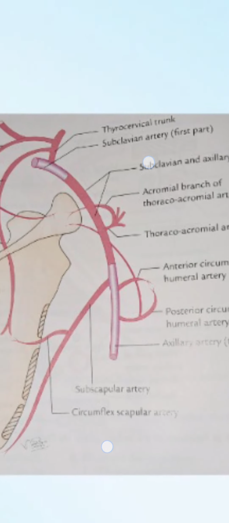Normally the anastomosis takes place at the acromion process of the scapula and the body of the scapula. Now we are going to see what all the arteries are involved in the anastomosis. So first, we will see about the subclavian artery. This is the subclavian artery and this is the axillary artery.